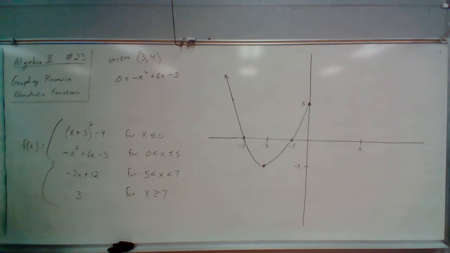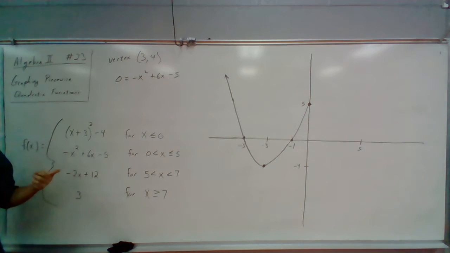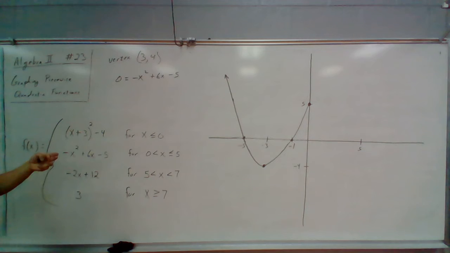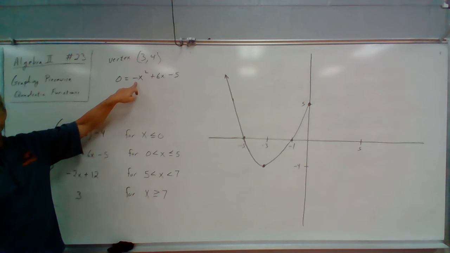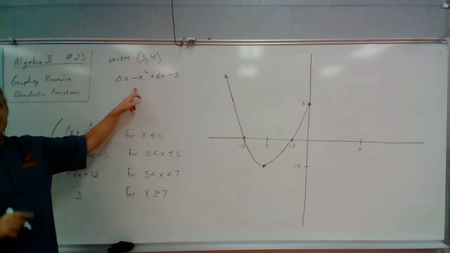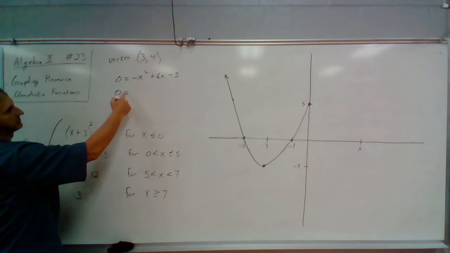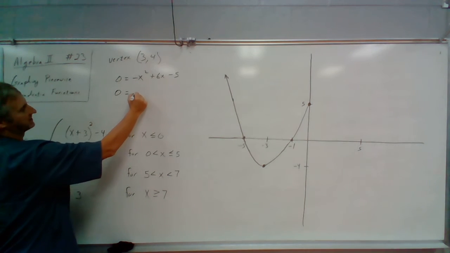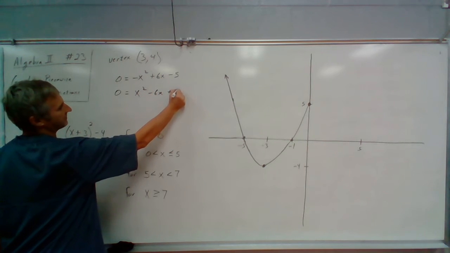Okay, so this is in the standard form, ax squared plus bx plus c. So I can either factor, use the quadratic formula, or complete the square. I've been nice to you and given you one that factors, so let's do that. First of all, let's make it simpler by making this leading coefficient positive. So I'm going to divide both sides of the equation by negative 1. 0 divided by negative 1 is 0. This side divided by negative 1 would be x squared minus 6x plus 5.